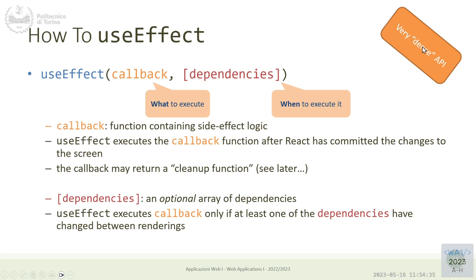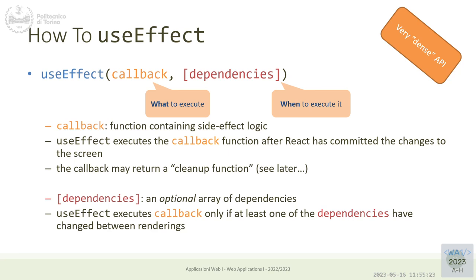We call the useEffect function with a very dense API. It only has two parameters, but especially the second one has many special cases to unravel, okay? So we need to see it carefully. So basically, useEffect is a hook. The first parameter is a callback. The second parameter is an array of dependencies. The model is easy: what to execute, the callback; when to execute it, the dependencies. The callback logic doesn't have any constraint. It's free from the constraint of being a pure function, being functional. You can do whatever you want in this code, okay?